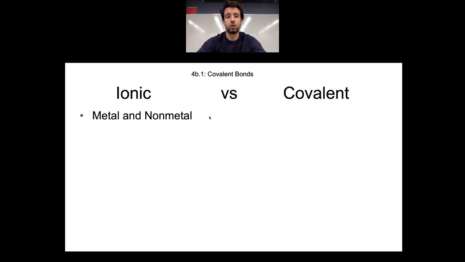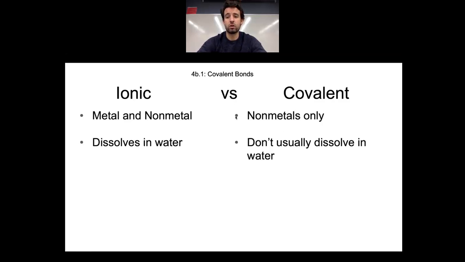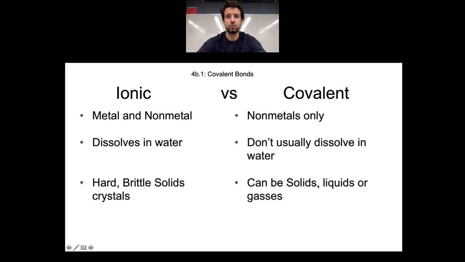In covalent, how it's going to be different is that we're working with two different non-metals, and sometimes more, but usually it's just two. So ionic are things that dissolve in water. Covalent tend to not. They tend to be nonpolar, which means they don't dissolve in water. Ionic tend to be like crystals. Covalent tends to be really anything. They can be gases, they can be liquids, they can be solids.